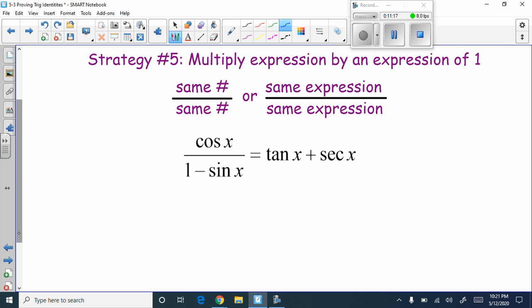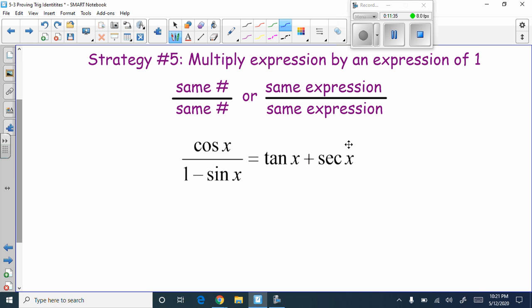And it's used a lot of times when you have a sum or difference in your denominator that cannot be rewritten. So here I have 1 minus sine x. Now, if that was 1 minus sine squared x, we could rewrite it as cosine squared x, but it's 1 minus a single sine x.